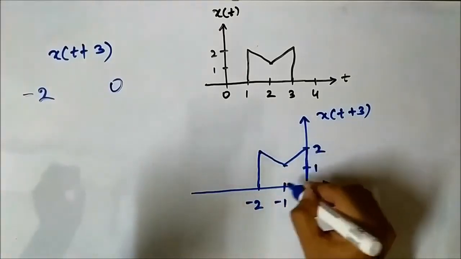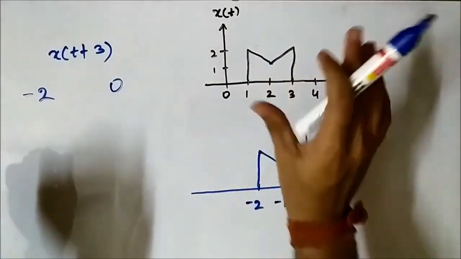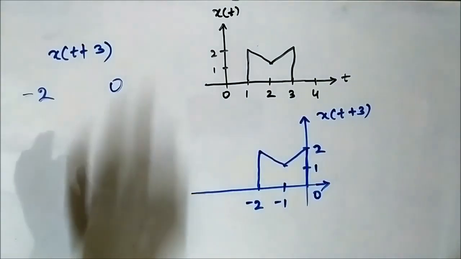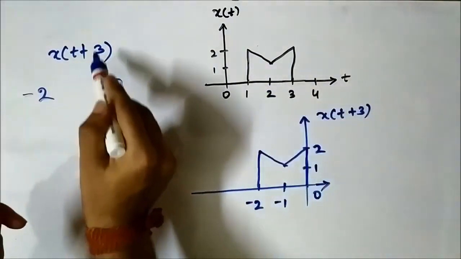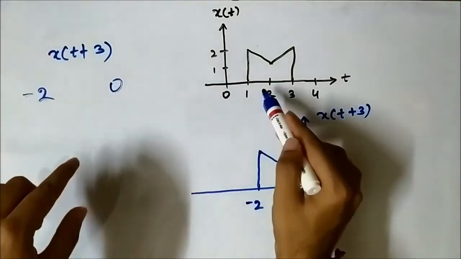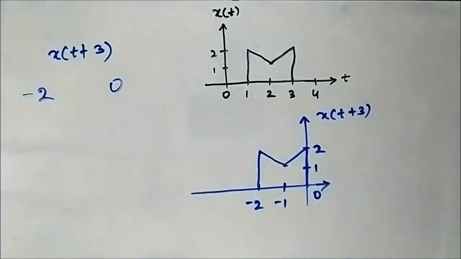This also exists here. Now everything remains the same: the shape of the signal, the amplitude of the signal, everything stays intact. Only the starting and ending points of the signal change because of the shifting, starting from -2 and ending at 0. Here it was from 1 to 3, here it is from -2 to 0. So this is the time shifting operation.